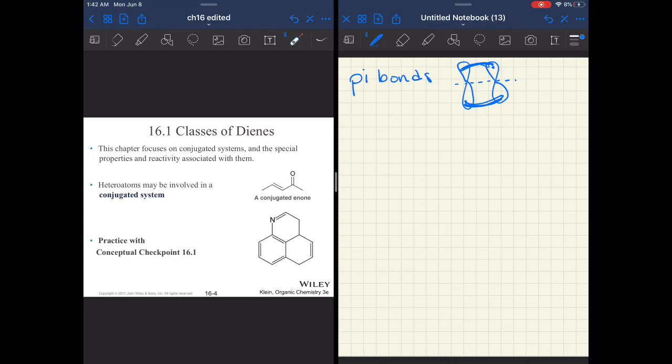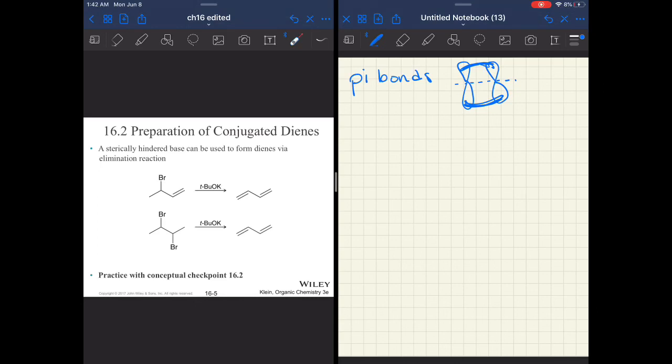It doesn't have to be carbon only to be considered conjugated and to have that stabilizing effect. You could have oxygen, you could have nitrogen, you could have other heteroatoms involved, and it would still be a conjugated system. Pi, single, pi, pi, single, pi.